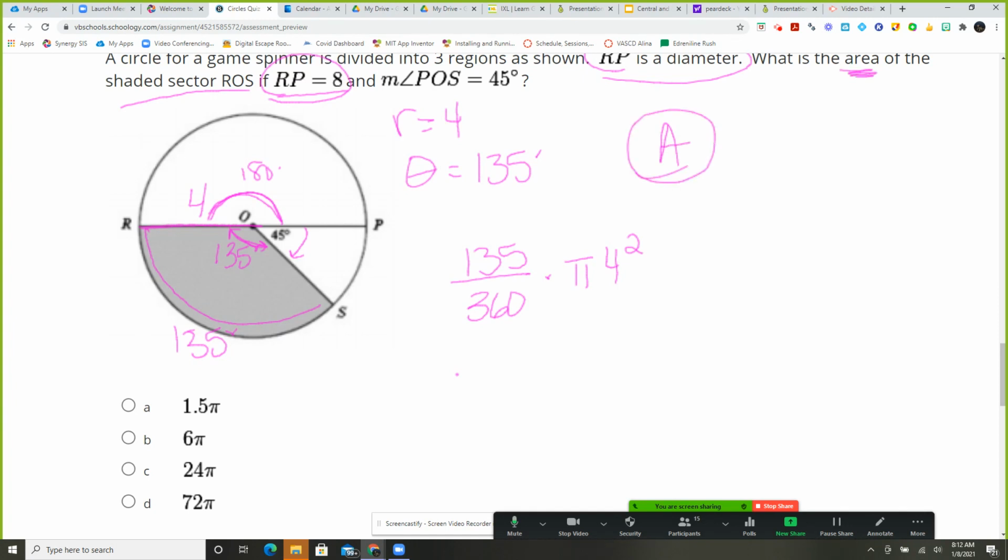So if we put all that into the calculator, oh, one more thing. I noticed there's pies here. I think we only did one example like that yesterday, right? If there's pies in your answer choice and you notice before you put it into the calculator, don't use pi in your calculator. So 135 divided by 360 times 4 squared is going to give me 6. Then I can put the pi back in. So if there's pies in your answer choices, don't put it into your calculator and then put it back in at the end.